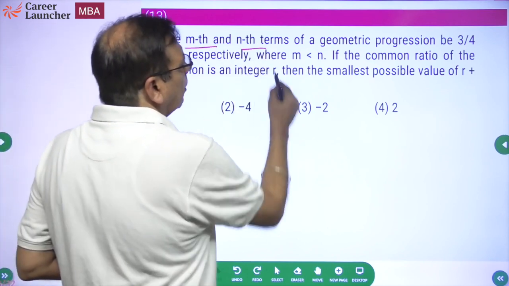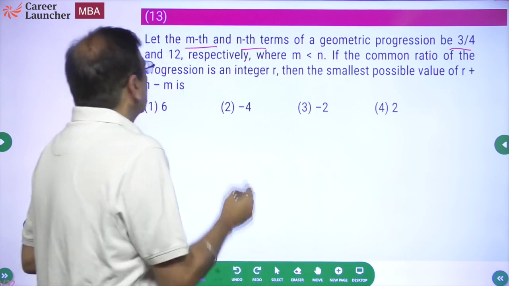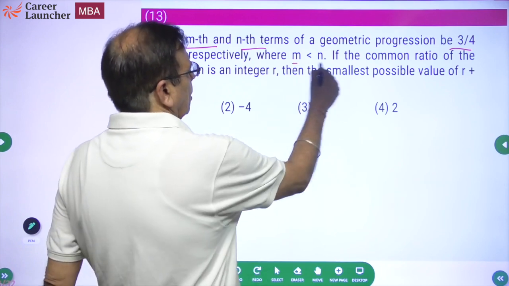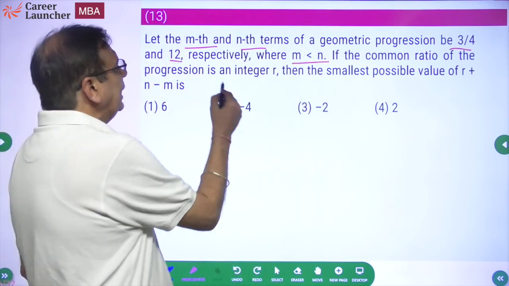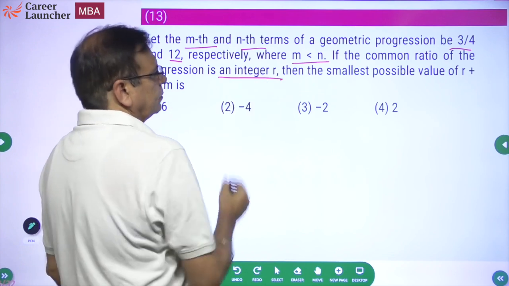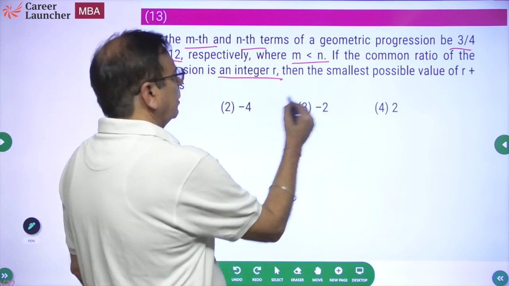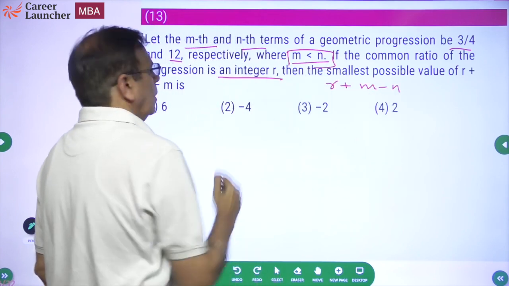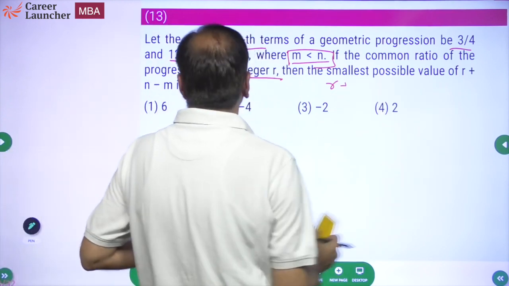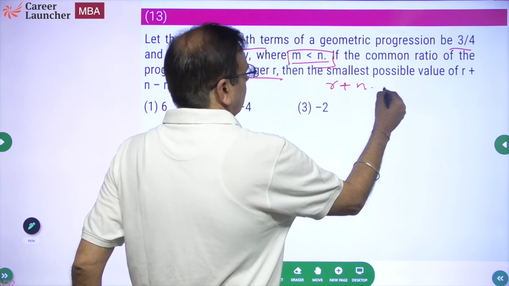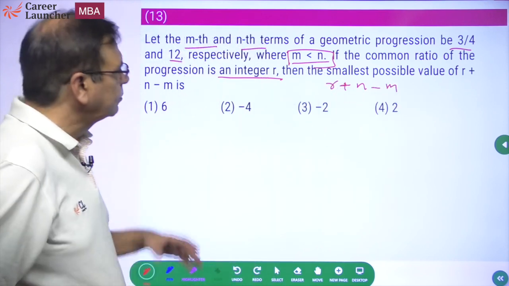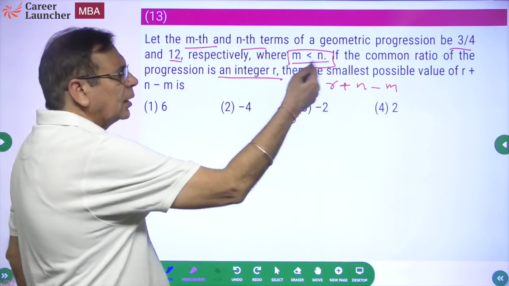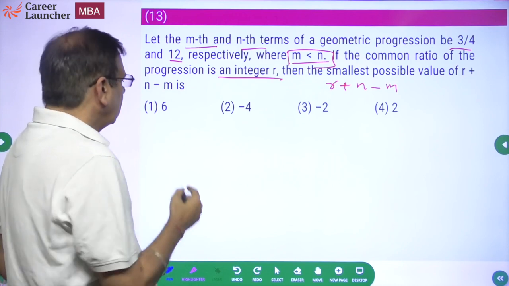Let the mth and the nth term of a geometric progression be 3 by 4 and 12 respectively, where m is less than n. If the common ratio of the progression is an integer r, then find the smallest possible value of r plus n minus m. Oh sorry, I had written it the reverse. It is r plus n minus m, and n is bigger than m. It is a geometric progression, so the smaller term is 3 by 4, the bigger term is 12.